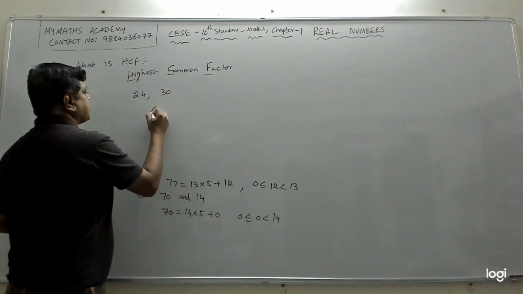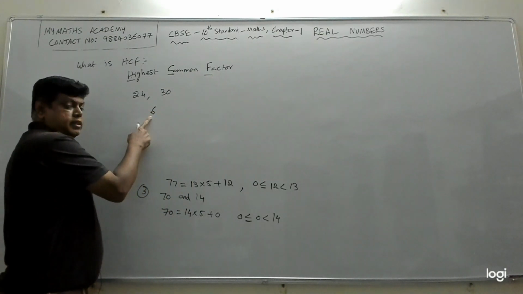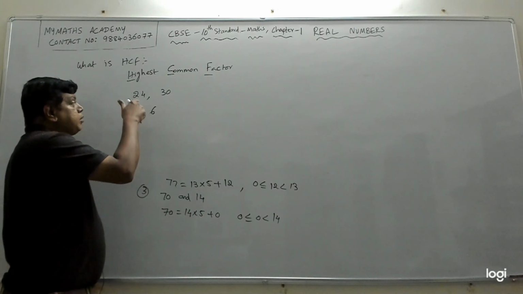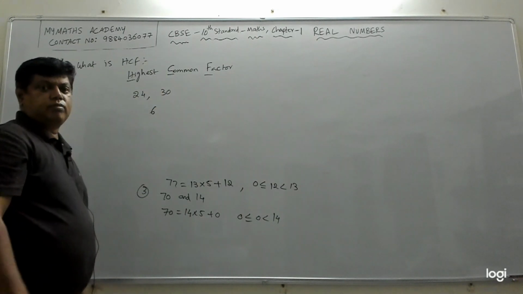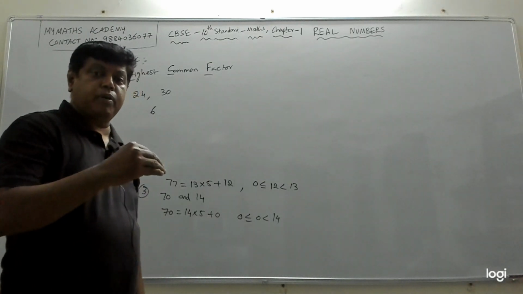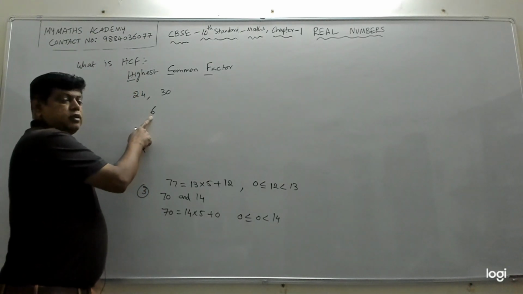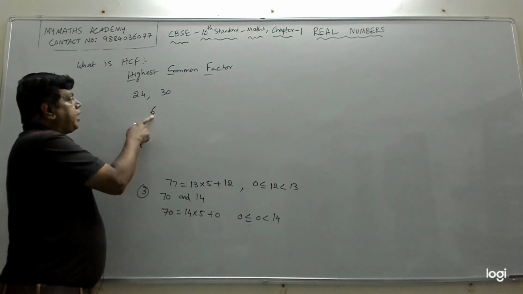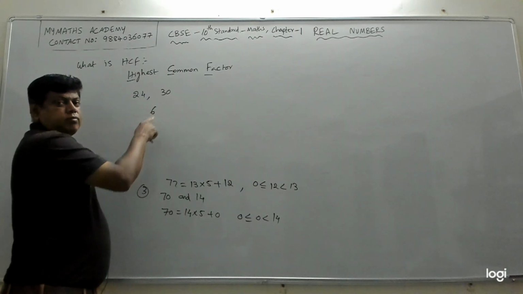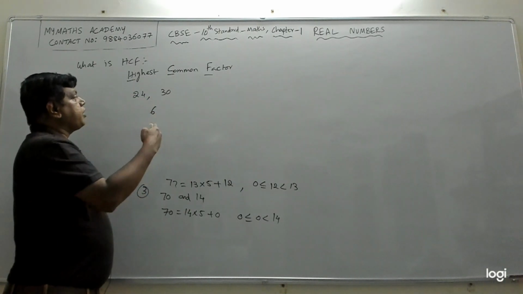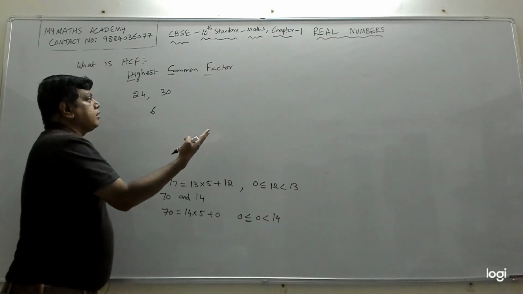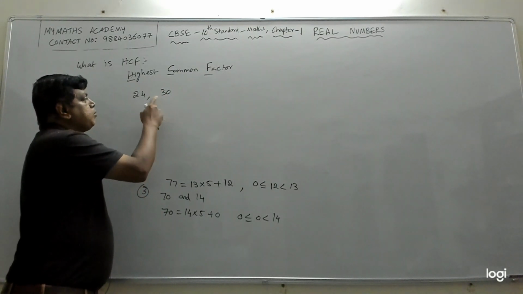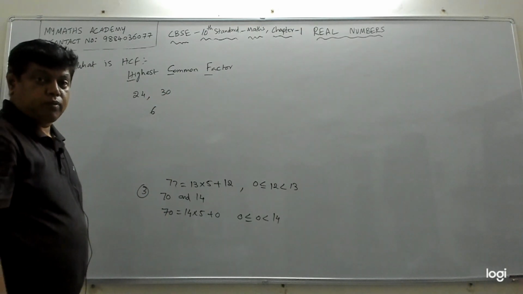The number is 6, because 6 is the highest number that will divide both 24 and 30. You cannot have any number more than 6 which will divide both. For example, 8 divides 24, but 8 will not divide 30. Right? If you try any other number, no number greater than 6 will divide both.